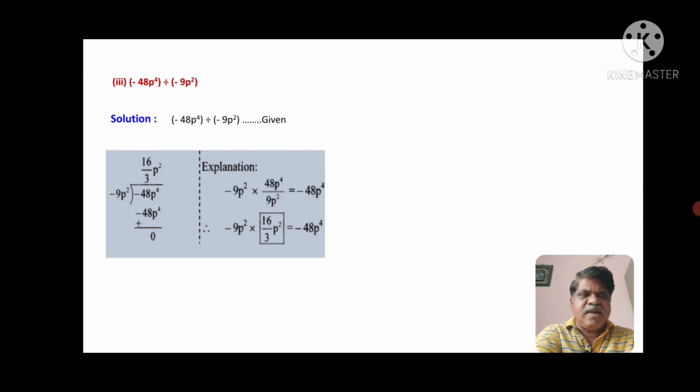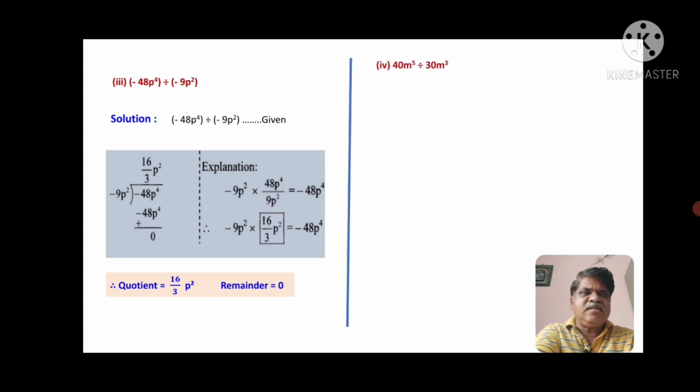In the explanation part you can see minus 9p square into what quantity gives you minus 48p4. So it will become 48 upon 9, p4 upon p square. Here p square cancels and you get the division, that is 16 upon 3. So in the box it is 16 upon 3 p square. This product, minus 48p4, is written below the dividend. So the subtraction of these two will be 0, which is the remainder. So you can write that the quotient is 16 upon 3 p square and the remainder is 0.